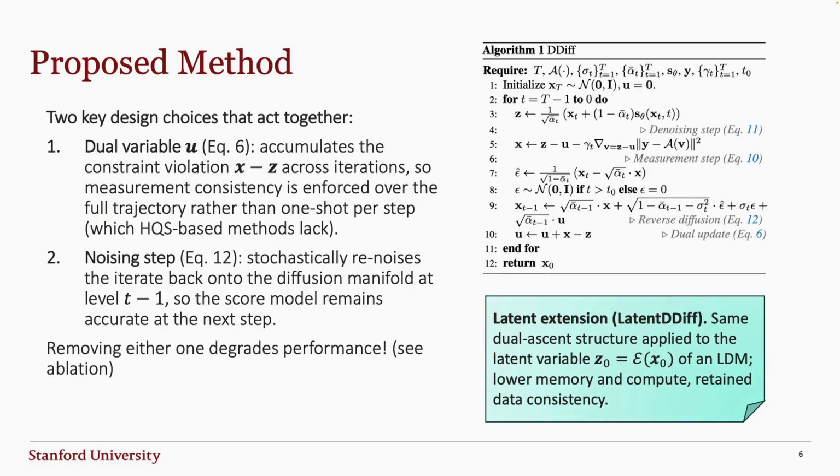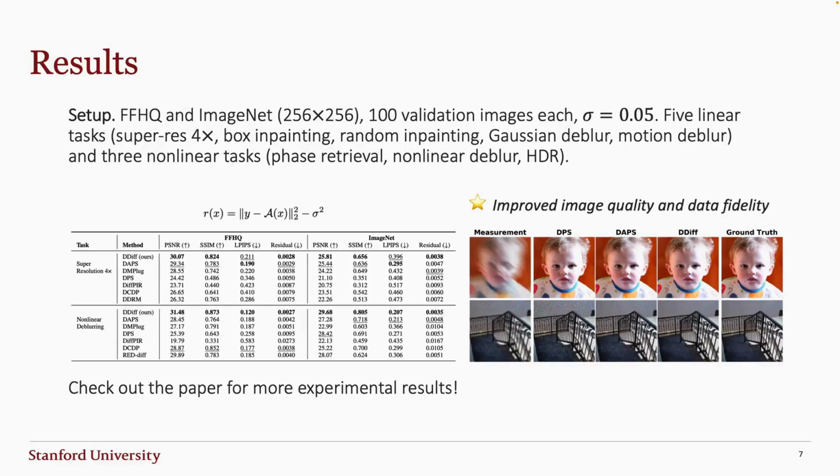We also introduce latent DDiff, which applies the same structure in the latent space, giving lower memory and compute while retaining data consistency. We evaluate on FFHQ and ImageNet 256, 100 validation images each, with measurement noise standard deviation sigma of 0.05. We cover 5 linear tasks including super resolution and in-painting, and 3 nonlinear tasks including phase retrieval and high dynamic range. DDiff consistently achieves the best or second best PSNR, SSIM, and LPIPS, and the lowest measurement residual.